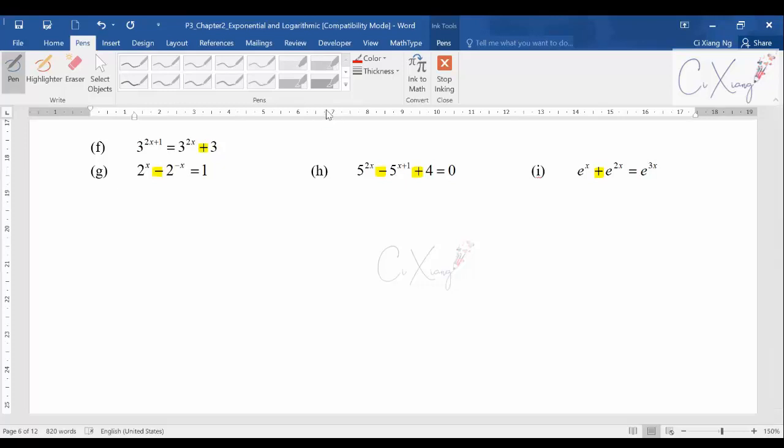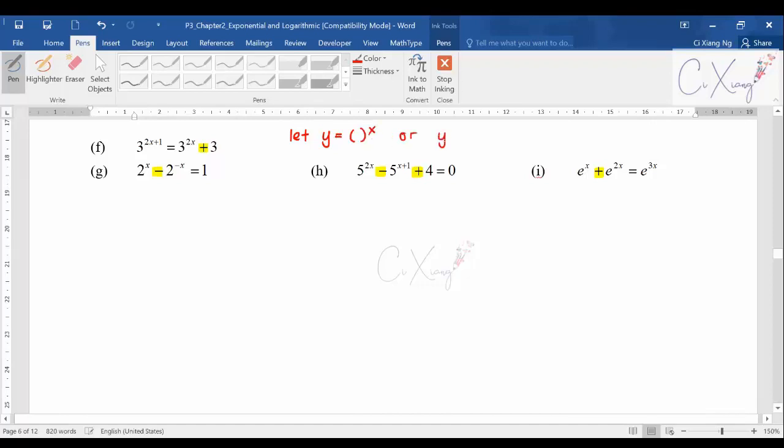Therefore, usually I will tell students, if you're having this second kind of pattern, usually you can let y equals to something power x.